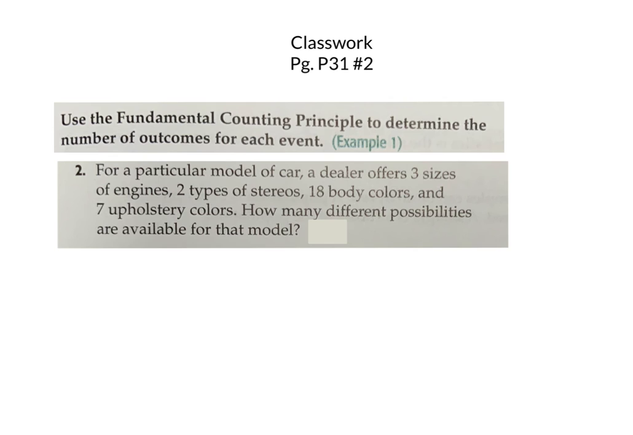It says for a particular model of car, the dealer offers 3 sizes of engine, 2 types of stereos, 18 body colors, and 7 upholstery colors. How many different possibilities are available? You should have gotten 756. 756. Okay.